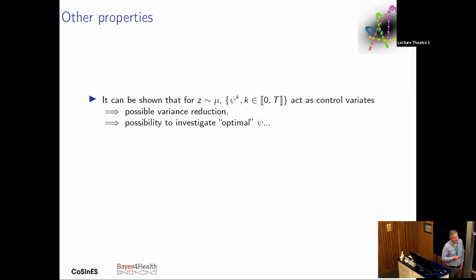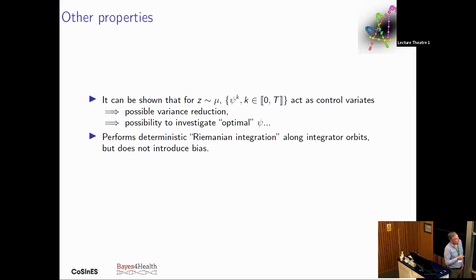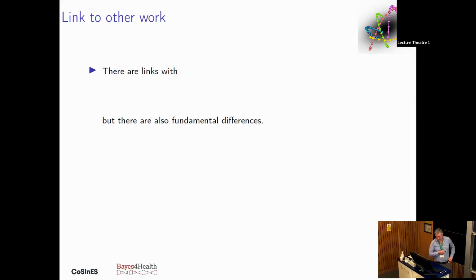We've also investigated the notion of optimal psi. So if I give you a problem, integrate this particular function. We haven't fully tested this, so that's still work to do. Another interpretation is that we are performing a kind of Riemannian integration along the integrator orbit, which promises to reduce variability a bit.